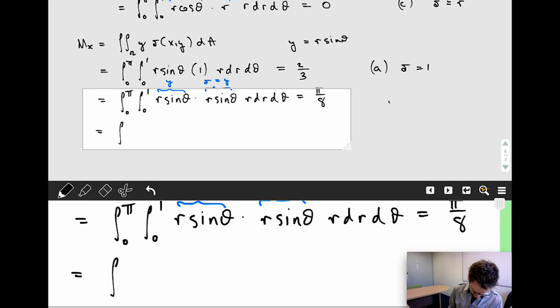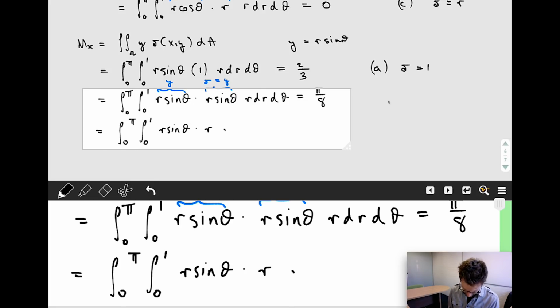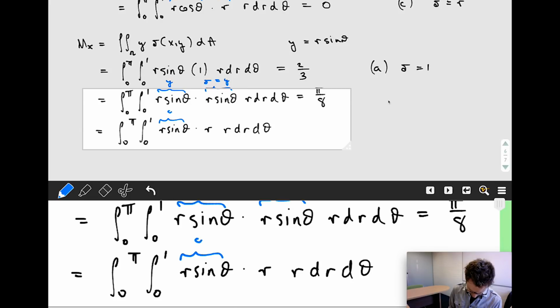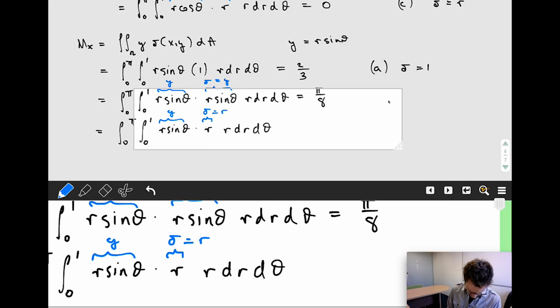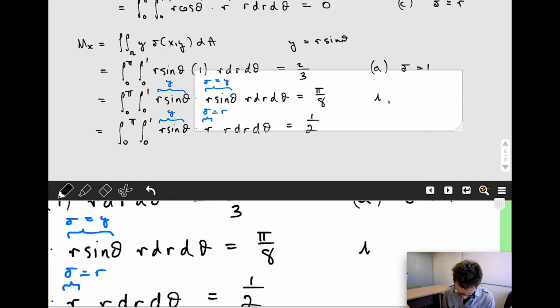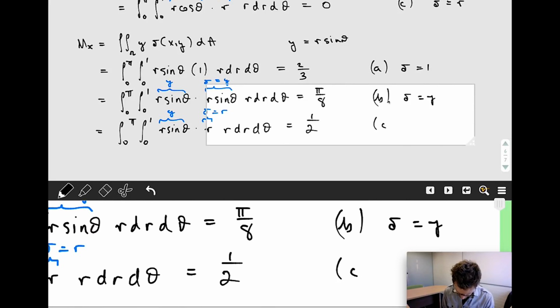Last one, integral from 0 to pi, integral from 0 to 1 of y, so r sine theta, times r. The density here is r. And I can't forget that extra factor of r in dA. So you can calculate that, and you'll find that you get mx is equal to 1/2. So this was case B, delta is equal to y, and case C, delta is equal to r.